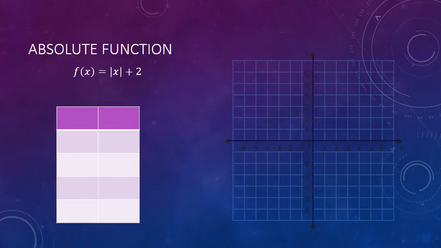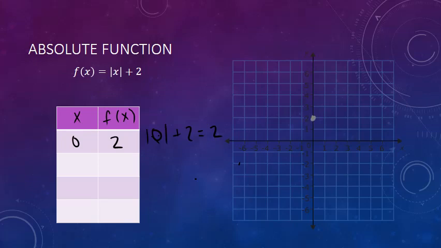All right, and another function we like is the absolute value function. This one's pretty easy. We're going to go ahead and start again with 0. So I would have absolute value of 0 plus 2, which would obviously be 2. Okay, no big deal. Let's go graph that. 0, 2.